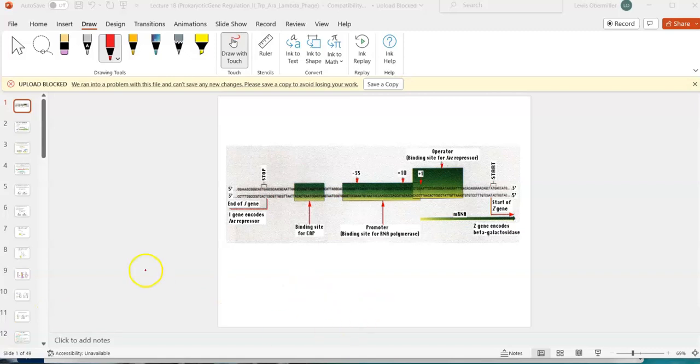Okay, so we left off talking about the lac repressor, and I'm just showing you the slides. I don't want you to memorize this. I'm just showing you where the location of these genes are. This is the end of the lac I gene. Remember, it's called lac I because it's an inducible system, but it actually is a repressor, and that repressor binds to the operator, which is located right there.